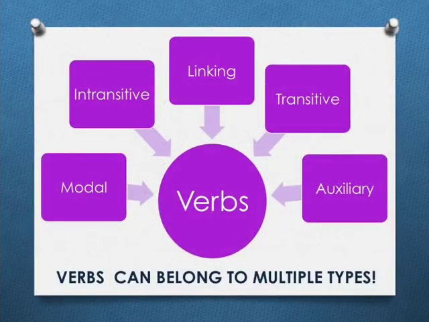Finally, verbs. Verbs are wonderful and frustrating. We can split verbs into 5 types: modals, intransitive verbs, linking verbs, transitive verbs, and auxiliary verbs. Today, we are only going to talk about linking and intransitive verbs. We'll get to transitive, auxiliary, and modals later on. It's important to know that one verb can belong to many different categories, so understanding how it's functioning in the sentence will change how we understand what category the verb falls under.